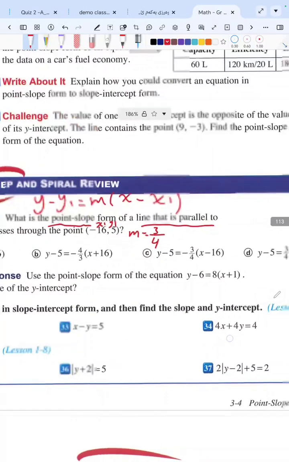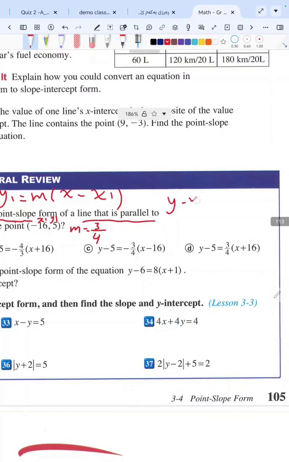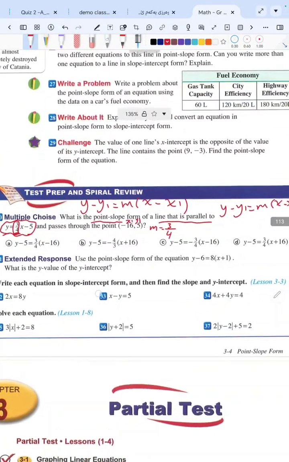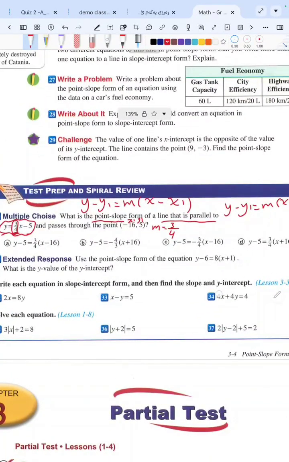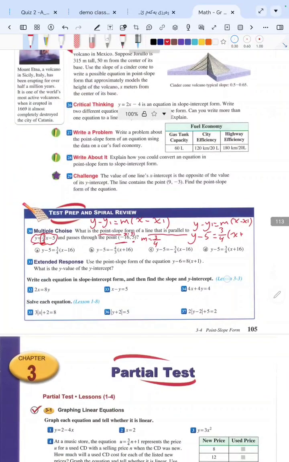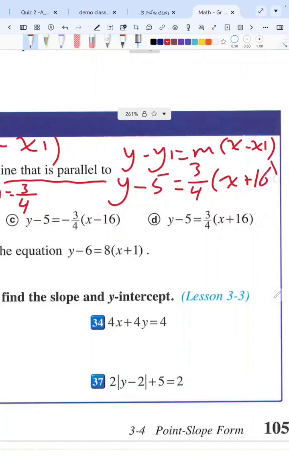And they give us x1, y1. So just put it in the rule. y minus y1 equals m times (x minus x1). If you know which one is the m, directly you know the answer without solving. It's between A and D. Let's see which one is correct. y minus y1 equals what? It's 5. m equals what? 3 over 4. x minus x1 equals what? It's negative 16. With this negative, it will be positive 16. Which one is correct?